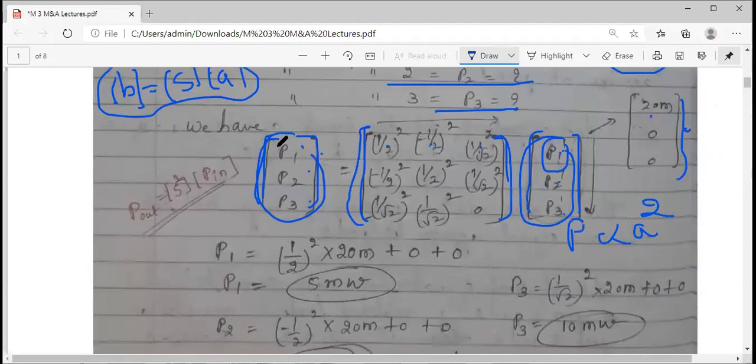So if you go for this, how do you get P1? P1 is first row multiplied by this column. If I do that, I'll get 5 milliwatts. You can see half square into P1, 20 milliwatts.